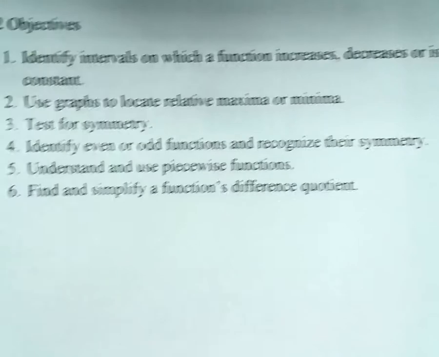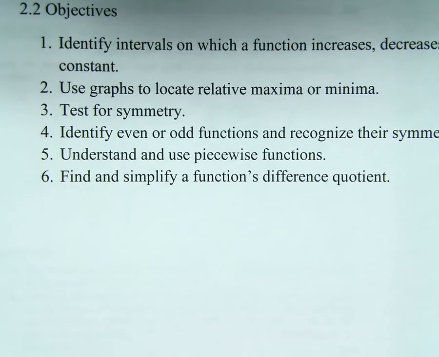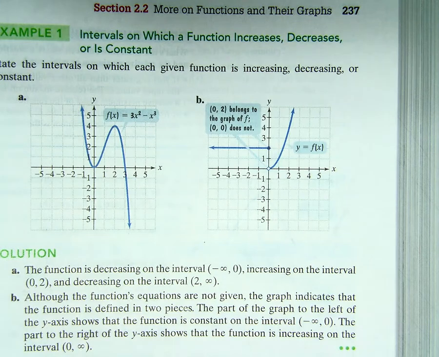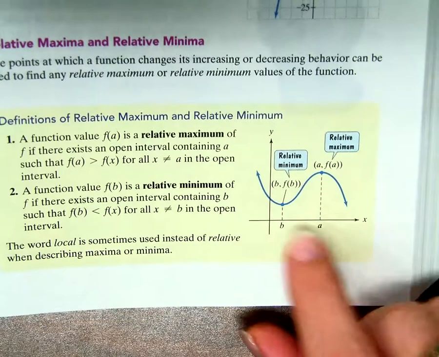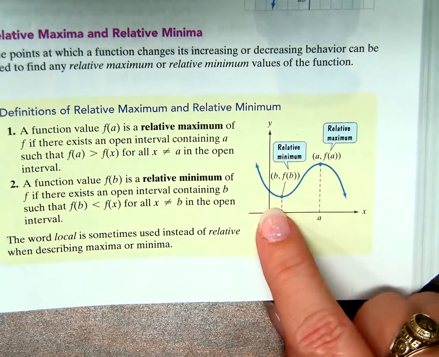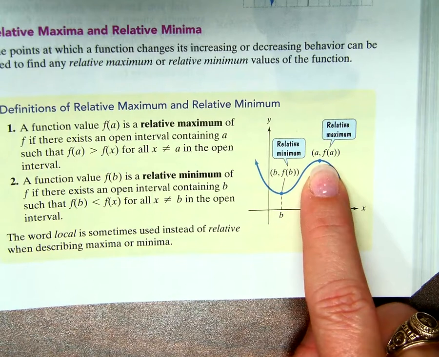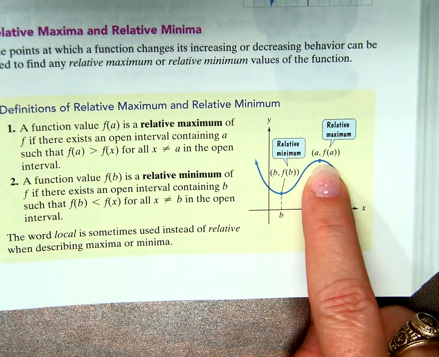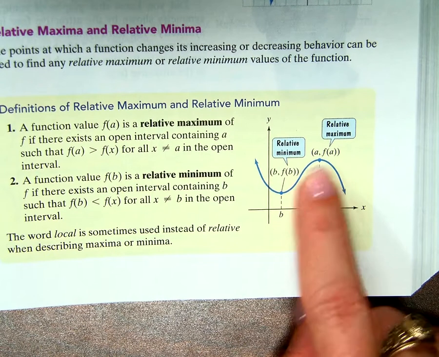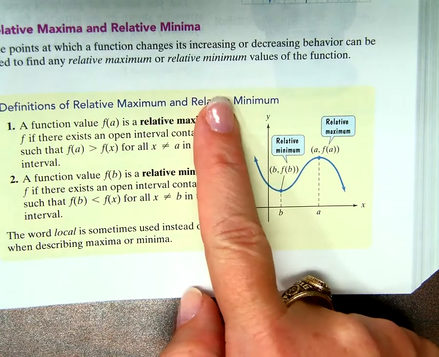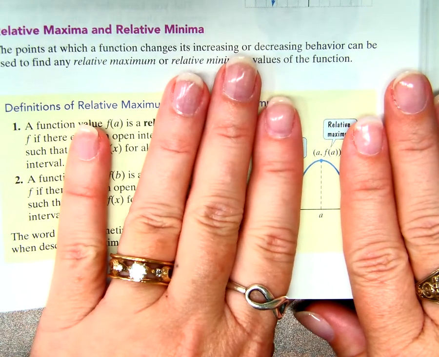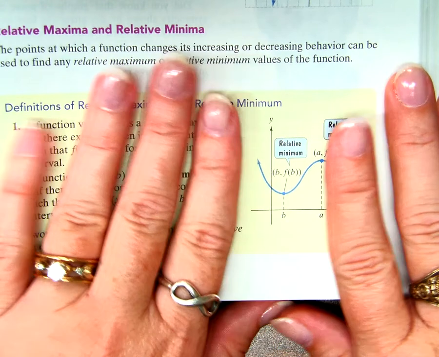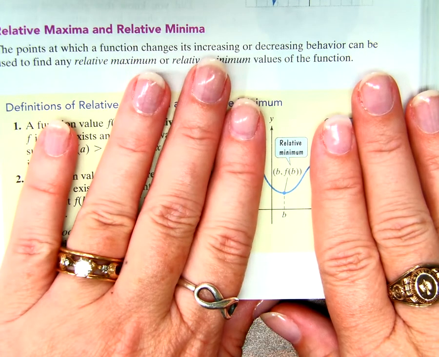Okay. The next thing is using graphs to locate relative maxima or minima. That seems pretty straightforward. Okay? If I'm looking at a graph to find its relative minimum or maximum, that's a relative maximum. Now, does it ever get higher than that? Well, yeah, it sure does. It has an arrow going that way. But in this small area, can you tell that that's the highest point? In this small area, can you tell that that's its lowest point?